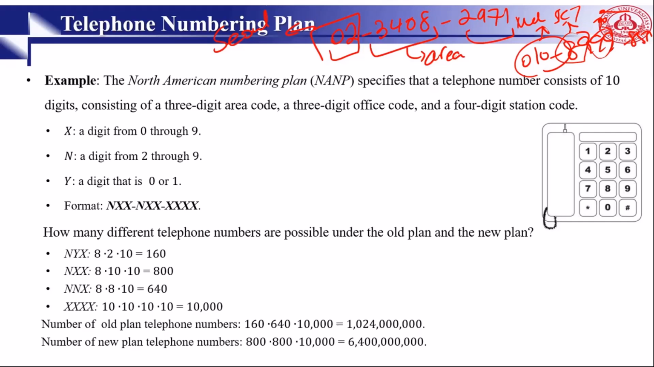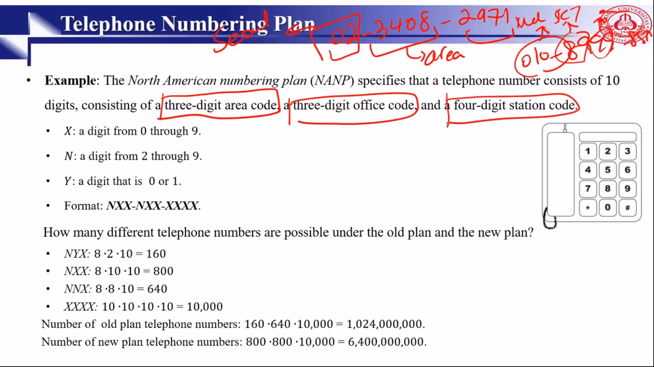Here is an example. The North American Numbering Plan, NANP, specifies that a telephone number consists of 10 digits: 3 digits considered as the area code, 3 digits as the office code, and 4 digits as the station code, so totally 10. If we say that X is a variable digit from 0 to 9, N is a digit from 2 to 9, and Y is a digit of 0 or 1, in the new format of New York, NXX NXX XXXX, it means this one cannot be 0 or 1. It can be 2 to 9. And these Xs can be from 0 to 9.